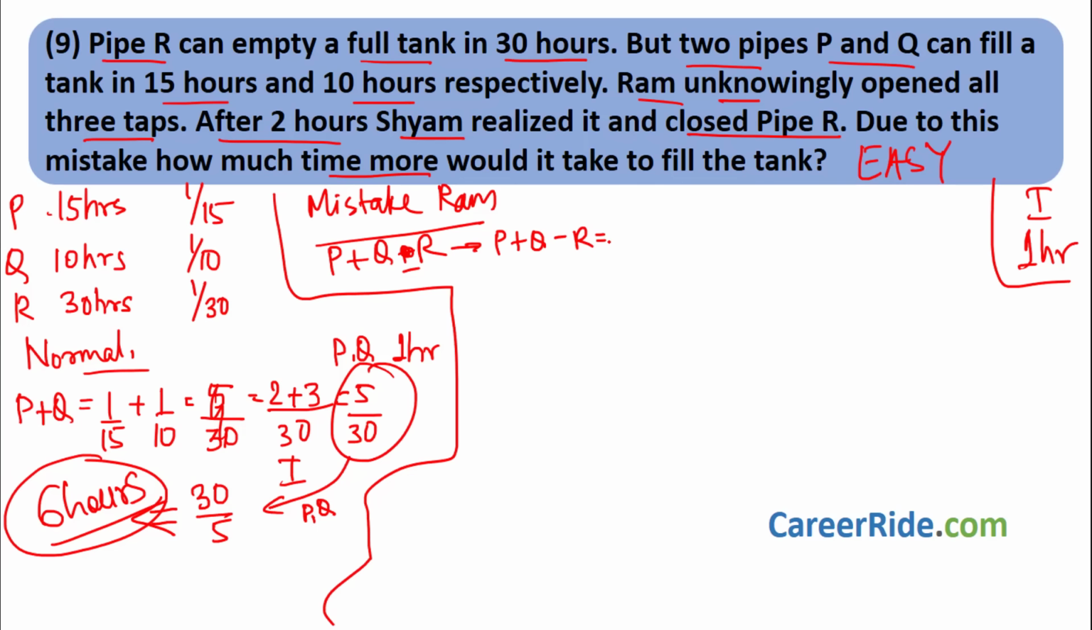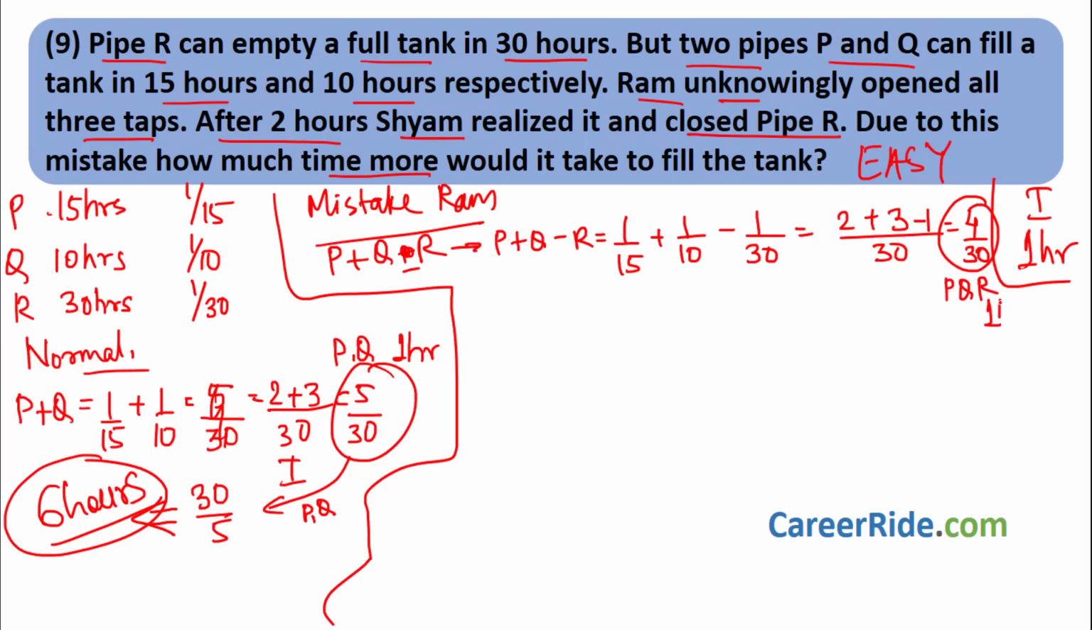What is it in 1 hour? There are 3 pipes and these 3 pipes are opened. So work done by these 3 pipes in 1 hour is nothing but work done by P in 1 hour, 1 by 15, plus work done by Q in 1 hour, minus work done by R in 1 hour. LCM is 30. Here we will have 15 2s are 30 plus 10 3s are 30 minus 1, 5 minus 1 is 4, that is 4 upon 30. This is the amount of work done by P, Q and R in just 1 hour.